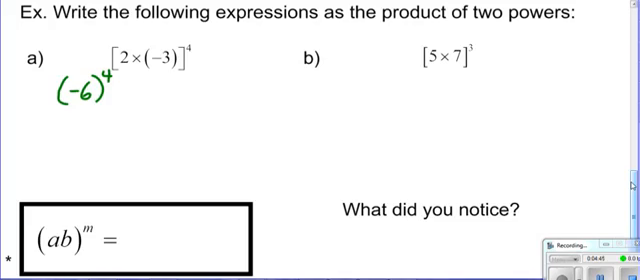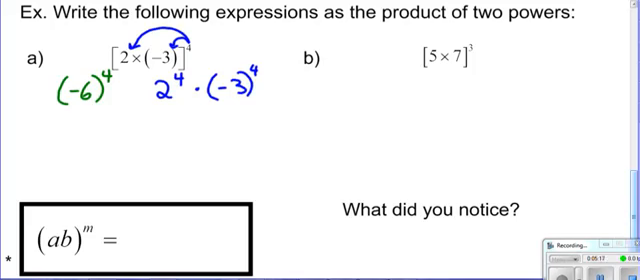I want to show you the exponent rule, so we're going to ignore that just for a second to investigate this exponent rule. And so what the exponent rule says is that when you have an exponent outside of brackets where there's multiplication going on inside the brackets, the exponent applies to everything inside the bracket. So this is like saying 2 is going to be multiplied 4 times, and -3 is going to be multiplied 4 times.